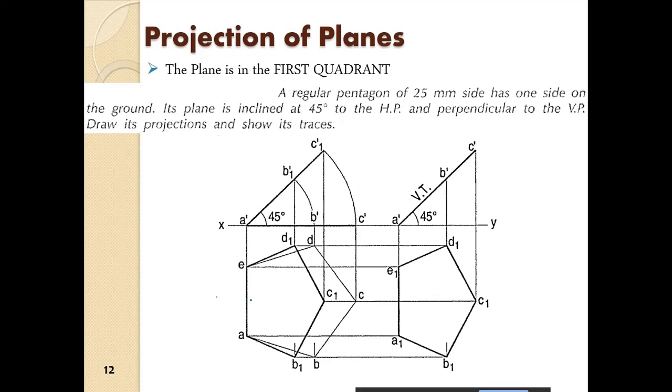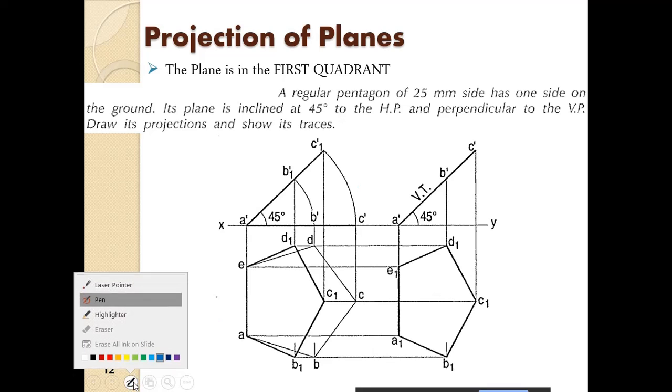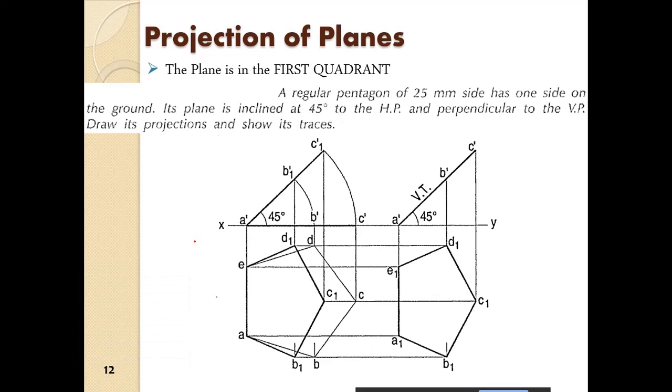Okay, so this is one of the problems which we have again discussed in the previous class. So we have now discussed how to draw the pentagon. All right, the regular pentagon has an edge of 25 mm. So this edge is 25 mm and has one side on the ground. Ground means horizontal plane. So it is on the ground, one of the edges on the ground.